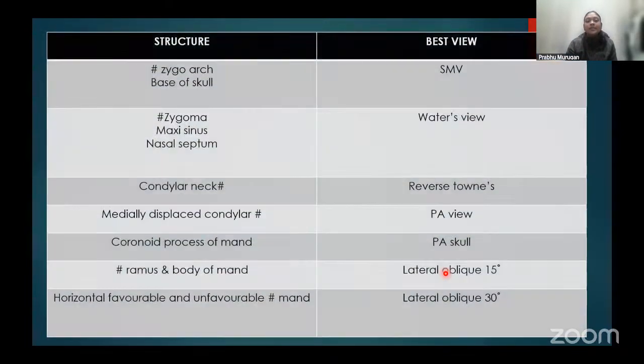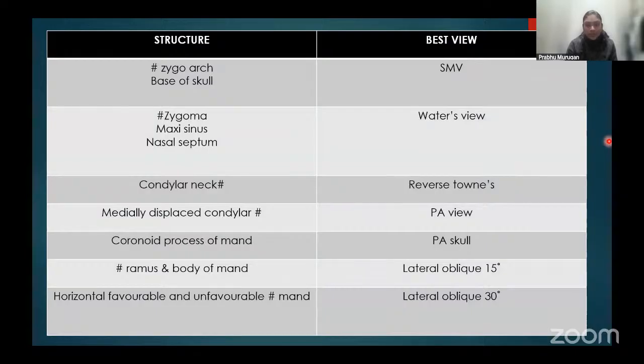Yes, I want you to take a note of this table. Again, this table is like a keynote for you. Before you enter the exam hall, I want you to read this completely, so that whichever thing they want to ask in MCQ, they will ask you. For example, they might ask which is the best view for looking at the condyle neck fractures, and they'll give you four options.